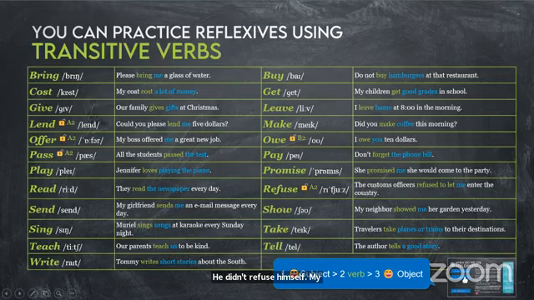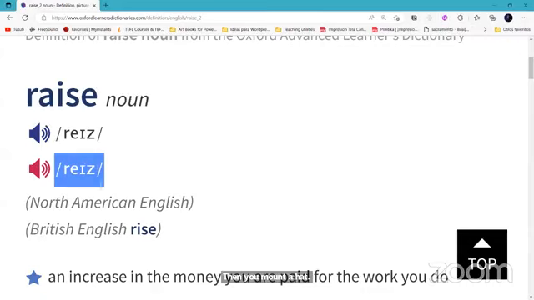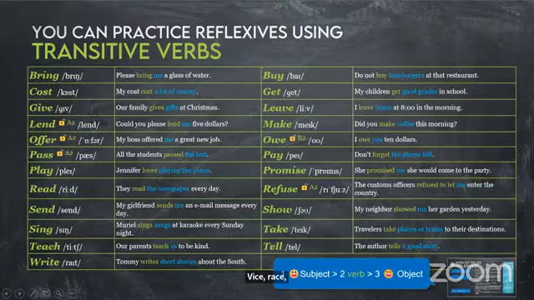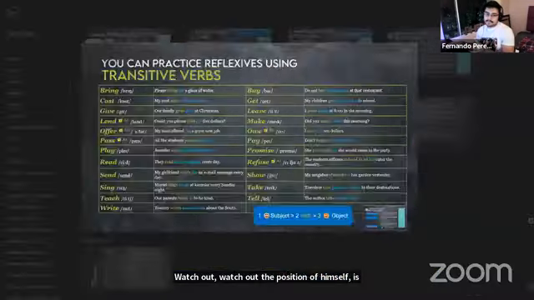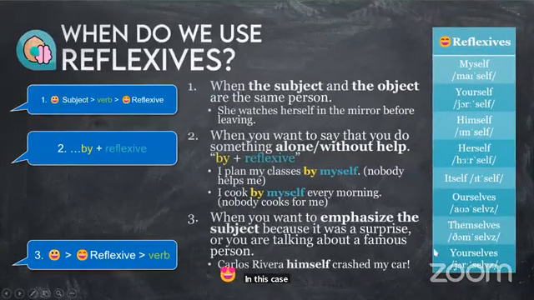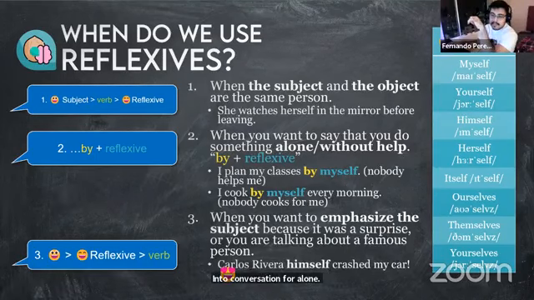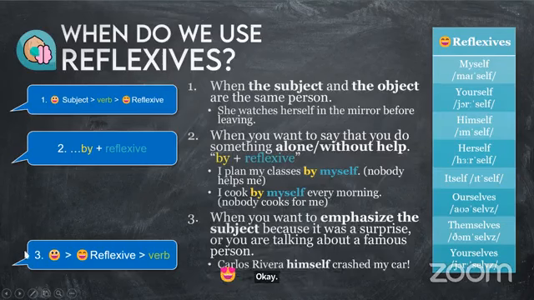Oh my God! What is the new noun? Raise. Look at the symbol. He didn't refuse himself my raise. Watch out. The position of himself is relevant in this case. Because he took a decision alone, but not only in Charlie's example, this is an emphasis. Okay, you see. This is structure number 3.